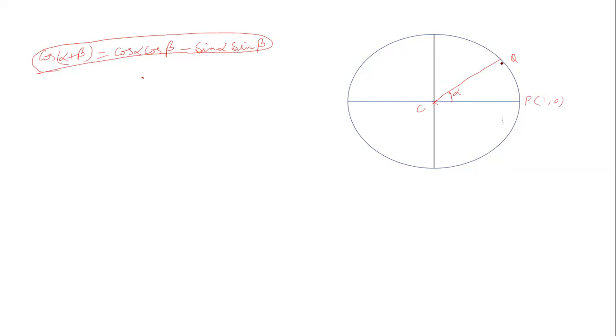Its coordinates would be, if I draw a perpendicular from here, say this is x, this is y, then x upon 1, that is x upon the radius 1, means cos alpha. That is, the coordinates would be cos alpha and sine alpha.